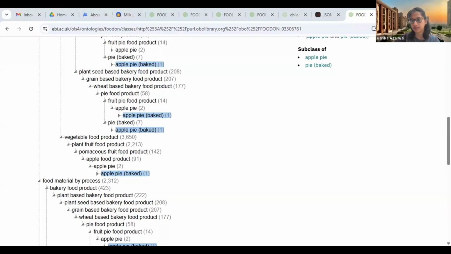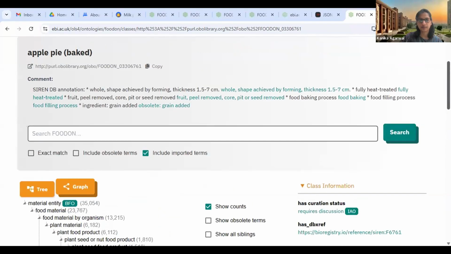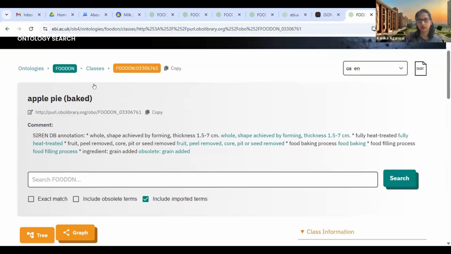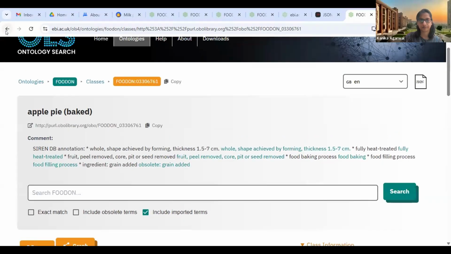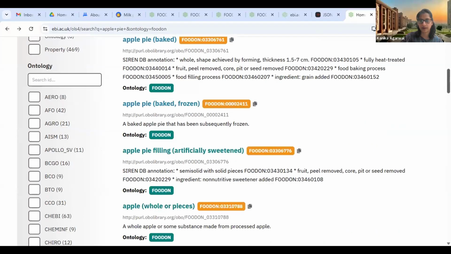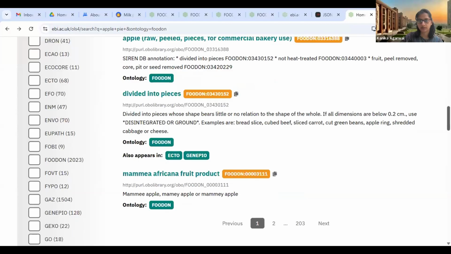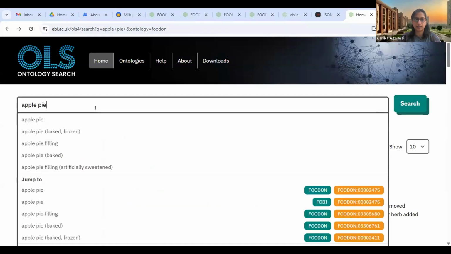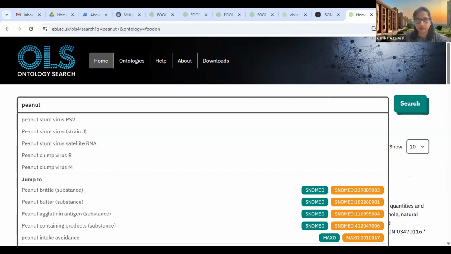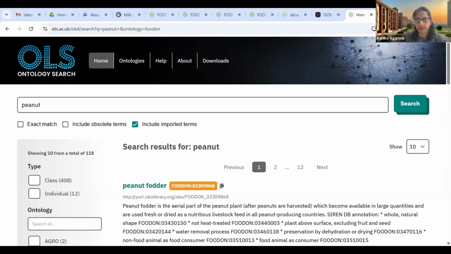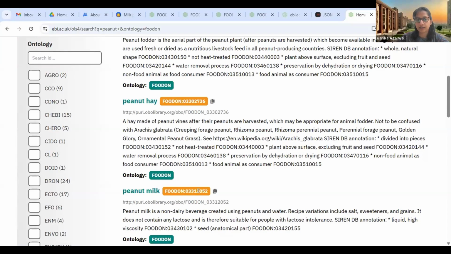So this is the structure that was mapped. This is how we derive the ontology, and this is how you build it in a platform like OLS when you want to integrate it with different ontologies. If you see here, it says FoodOn, but suppose I go back and type peanut here, it will direct me to a lot of other ontologies as well. So this is FoodOn, but I can see how it's linked to different other ontologies.